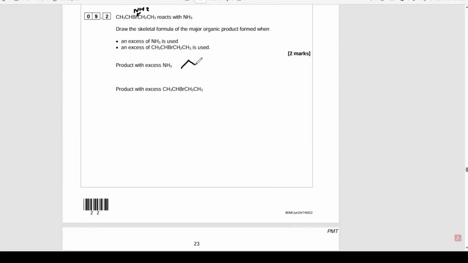Okay, here comes the answer. Essentially, I'm drawing the skeletal formula. What I want to do is, with the ammonia, we're going to get the NH2 group swapping for the Br. So the Br is going to be substituted for an NH2. I just need to make sure with skeletal I've got the right amount of carbons. That's butane, isn't it? 4 carbons.